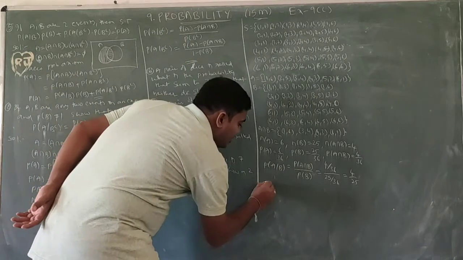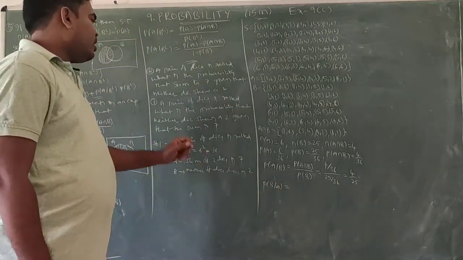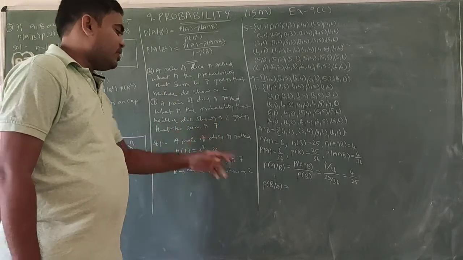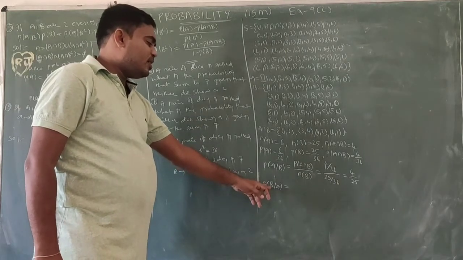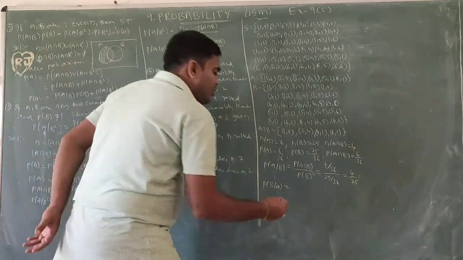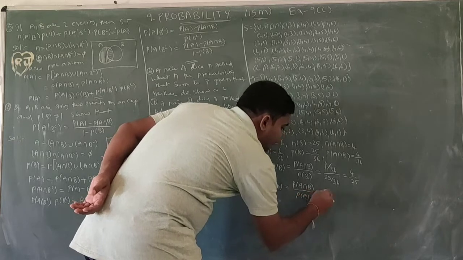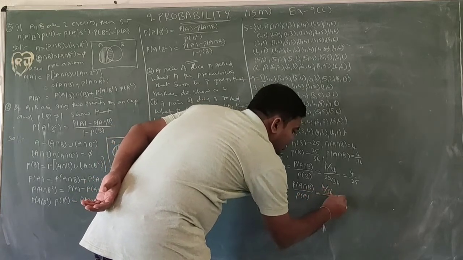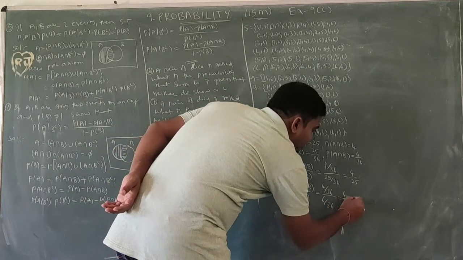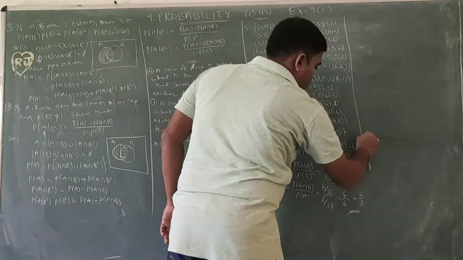Now P of B given A. B given A is nothing but the probability of B after A. So the probability that neither of the dice shows 2, given the sum is 7. Already the sum is equal to 7. So P of A intersection B by P of A, that is P of A intersection B, 4 by 36, by P of A, 6 by 36. So 36 cancels, 4 by 6 cancels, we get 2 by 3. So this is the solution.